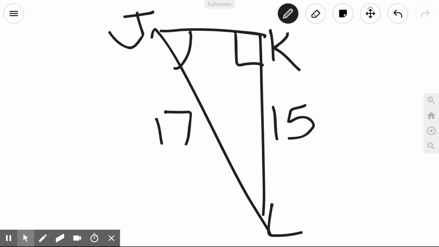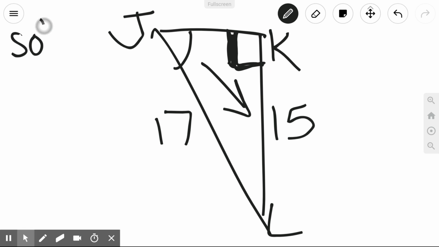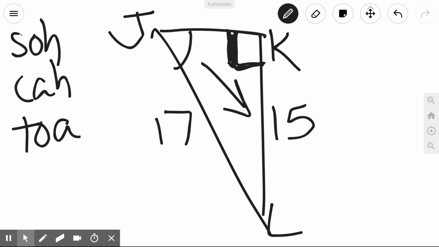So this is the second function on your calculator. So now from angle J, I have the opposite, and looking where the right angle is, I have the hypotenuse. So let's see. SOH CAH TOA. And I have, let's see, what did I say? Opposite and hypotenuse. Opposite and hypotenuse is like sine.